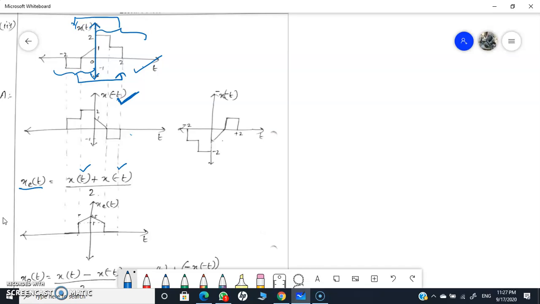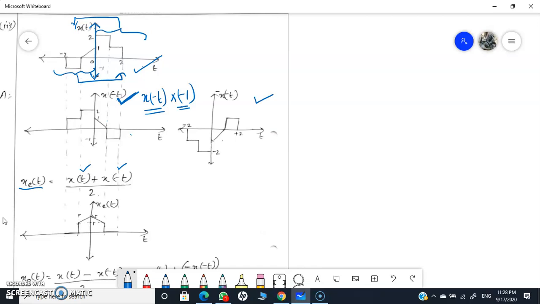Okay, now I am going to take minus of x of minus t. Minus of x of minus t is actually obtained by multiplying x of minus t with a quantity equal to minus 1. Okay, so if I multiply my x of minus t with minus 1, I will be getting minus of x of minus t. So if I am multiplying this particular signal with minus 1, that will be equivalent to what? All positive will be moving to negative side and negatives will be moving to positive side.